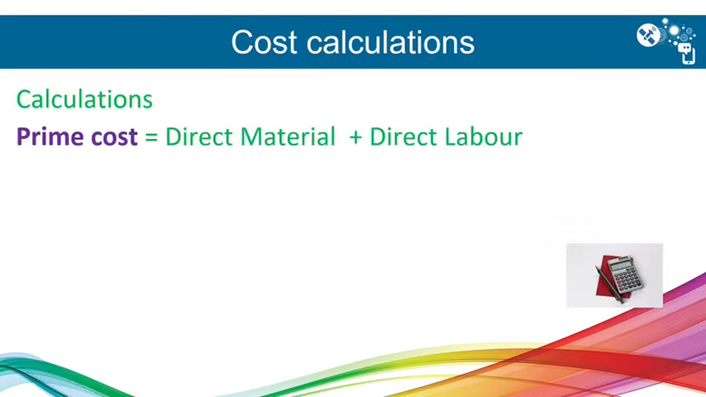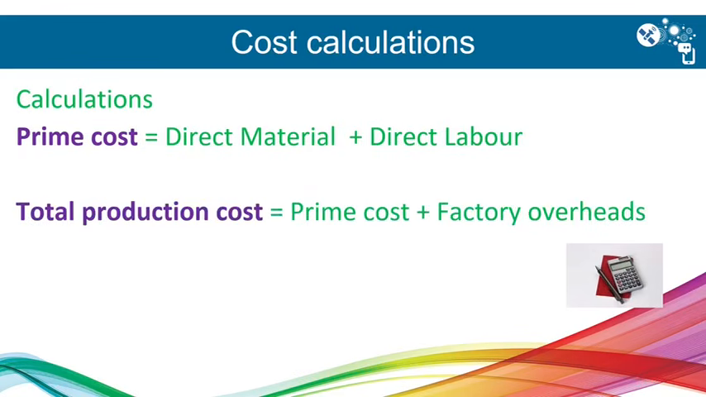Calculations that you must be able to do. We say prime cost is direct material plus direct labor. Your total production cost is then your prime cost, which is your direct material and direct labor, plus the factory overheads. Remember that we said the costs, material, labor and factory overheads, will form your total production cost.